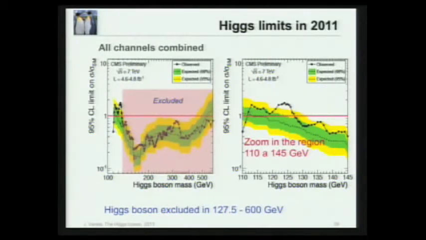This plot was for the ZZ. But the X may decay in a number of channels, and we combine all the channels together. We mix all the things, so we increase our sensitivity. And the result in 2011 was this one. So the limit for production of X was below the red line, between 127.5 and 600. That means that we have excluded in 2011 X's with masses in this interval.